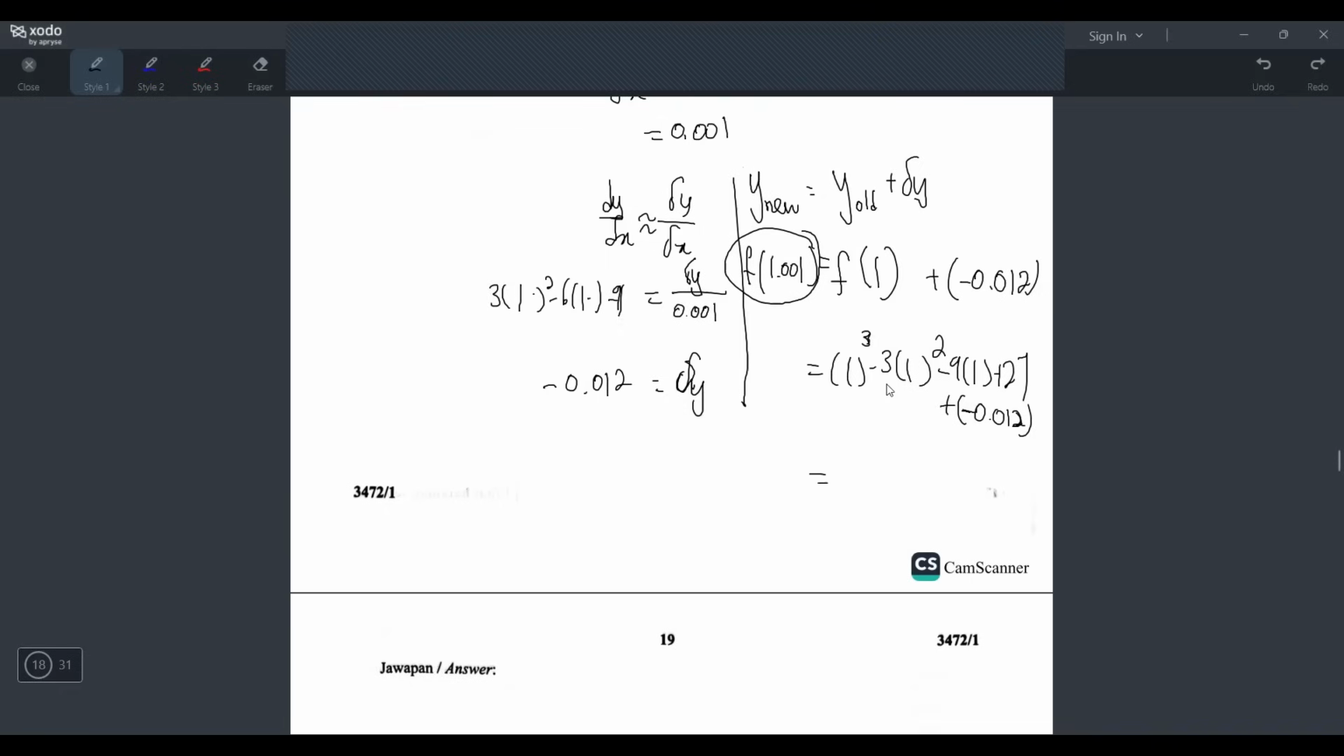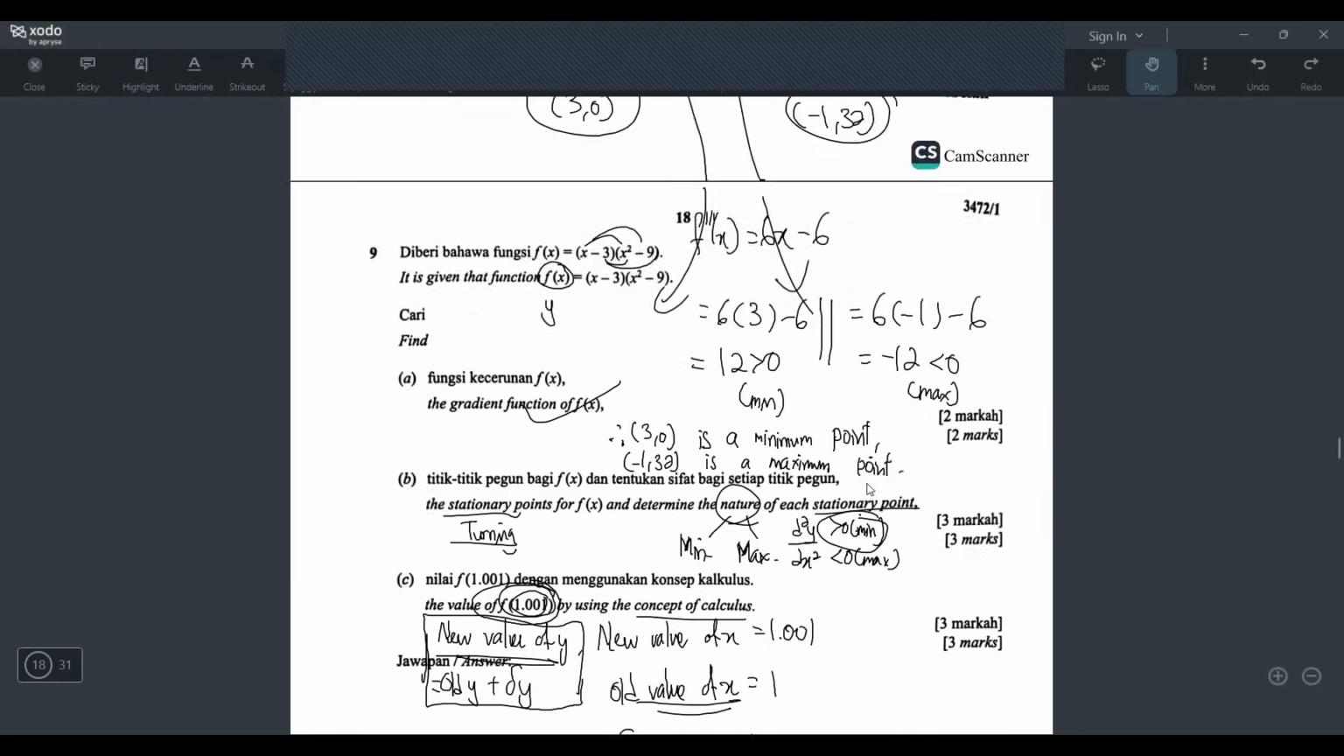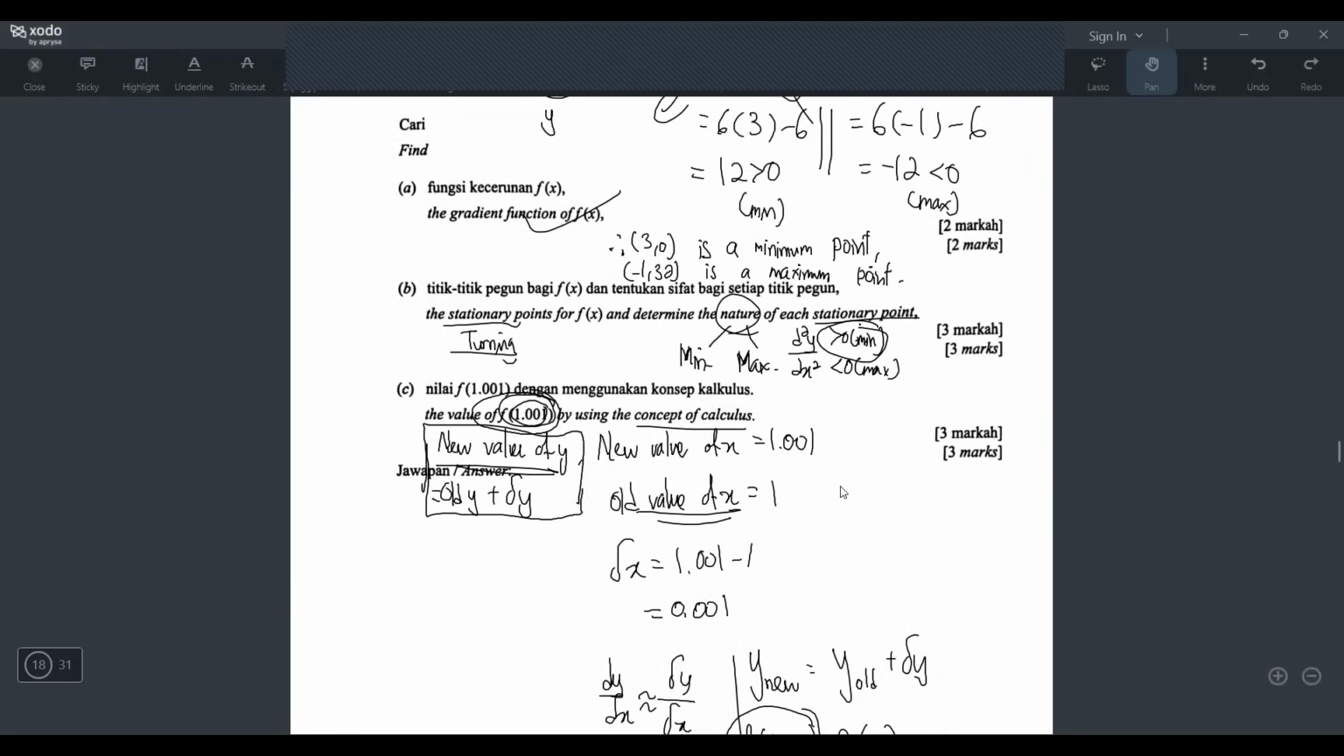So let me press now. 1 power 3 is 1. 1 minus 3 is negative 2, minus 9 is negative 11, plus 27 is 16. But the 16 has to add with negative 0.012, which means minus. Plus minus means minus, minus 0.012. Okay, my calculator gives me 15.988. So 15.988 will be the answer. I don't think you have to write any unit here because there's no unit in this question. Okay, done. That's the answer.